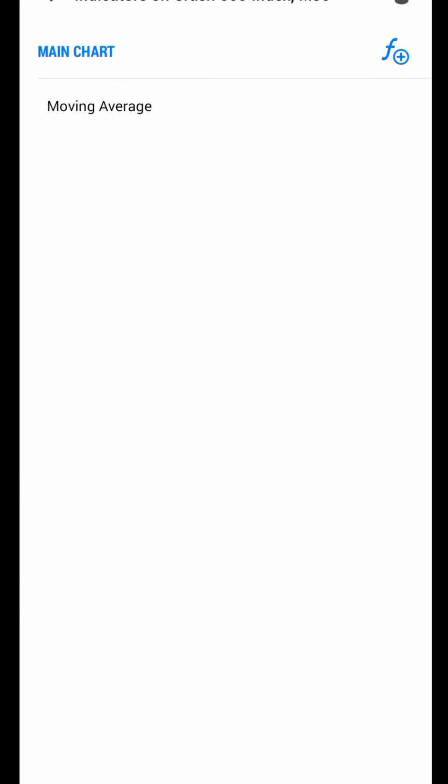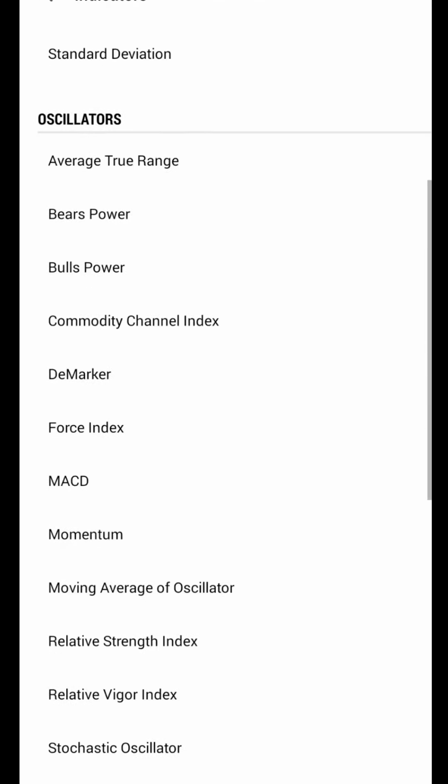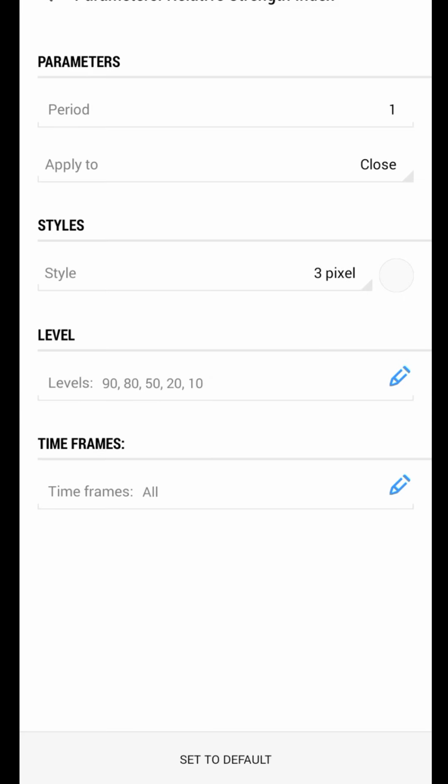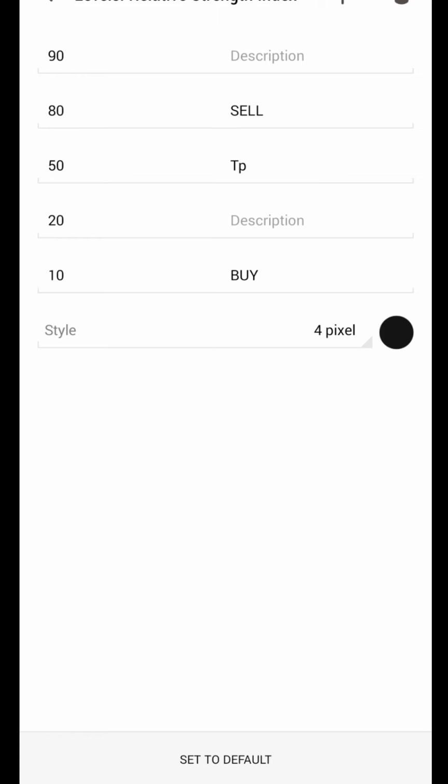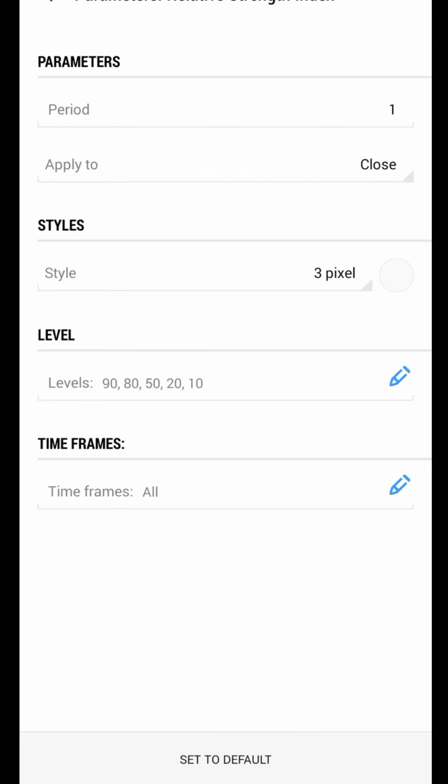The next indicator to add is the Relative Strength Index, RSI, which tells us when the market is overbought and oversold. So what are the parameters? These are the parameters. Come to the levels. These are the levels: 90, 80, 50, 20, 10. Under the 80, you can label it sell, and at 10, buy. You can choose any color of your choice, then come back.